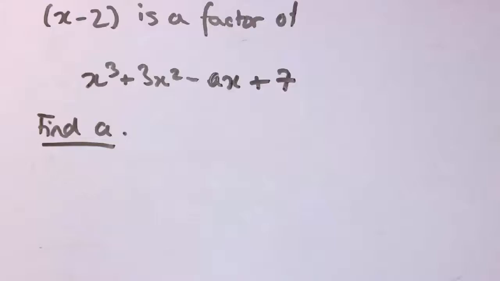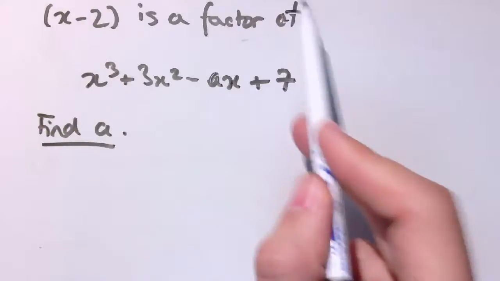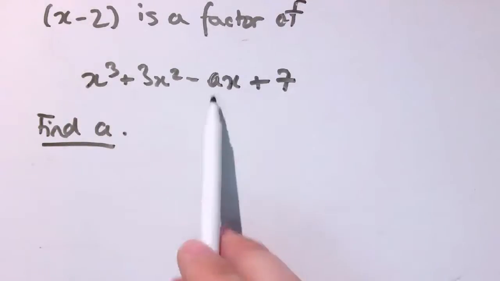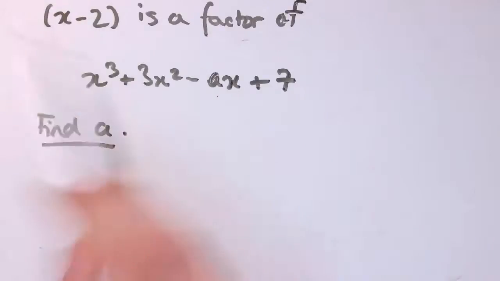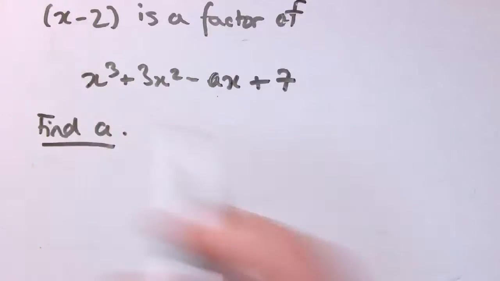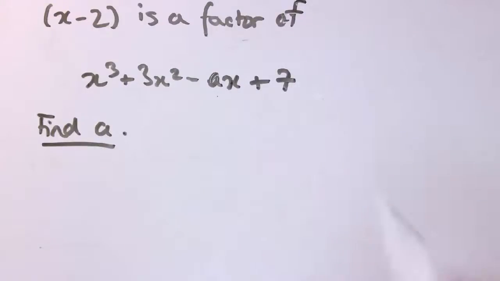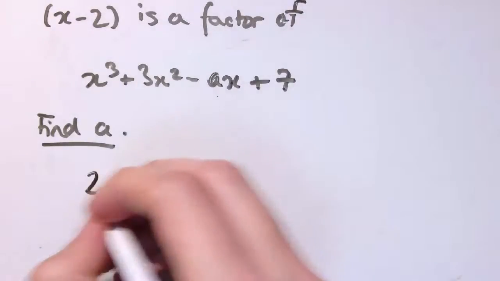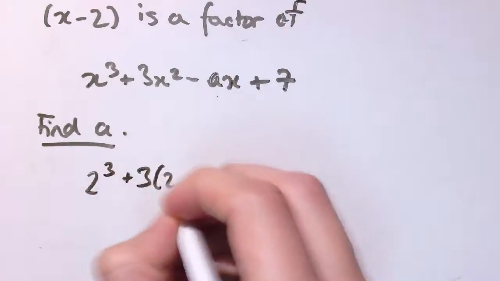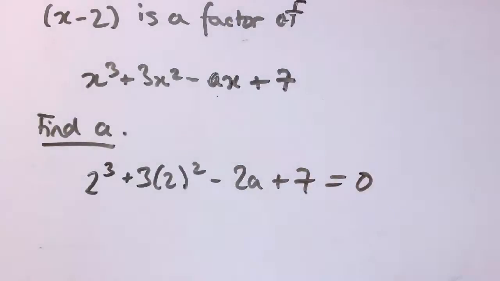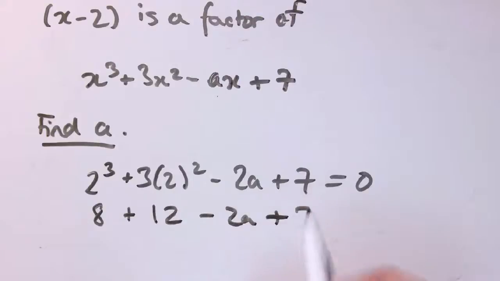Sometimes you'll get exam questions and they look a bit like this. It says, x minus 2 is a factor of this expression, so can we find a? So there's an unknown value in here, a, but because x minus 2 is a factor, what that means is when I substitute 2 in here, using the factor theorem, I must get 0. So 2 cubed plus 3 times 2 squared minus 2a plus 7 must be 0. So that's 8 plus 12 minus 2a plus 7 is 0.